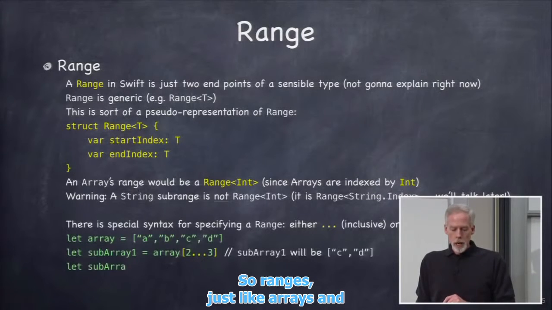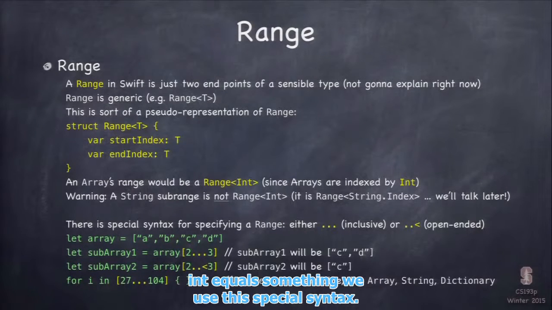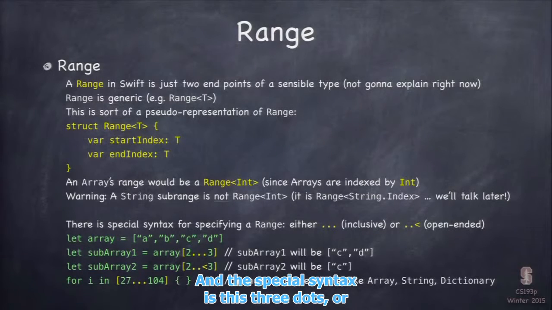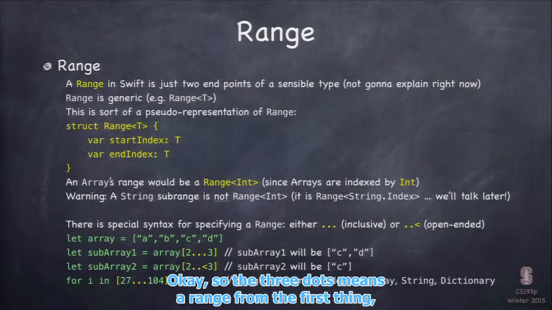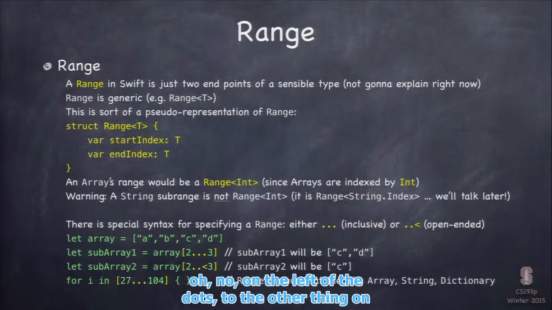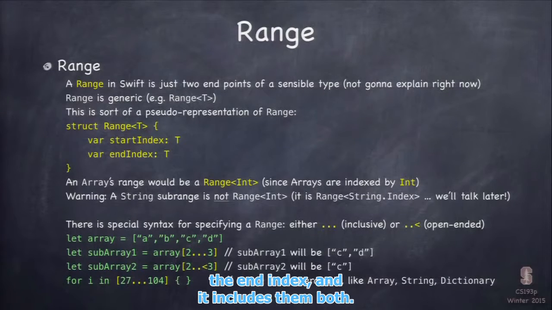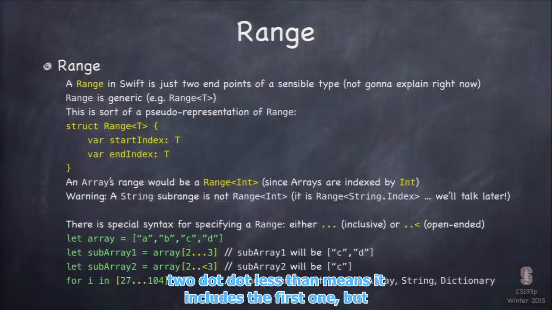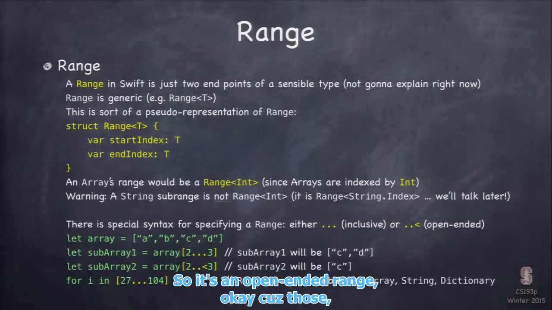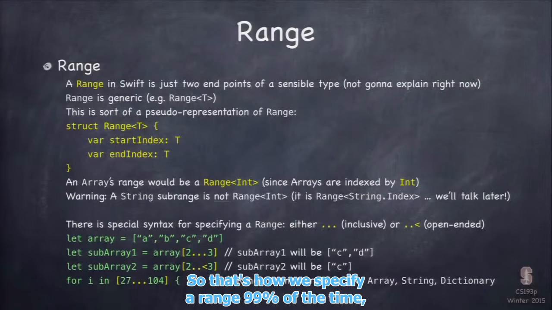Ranges, just like arrays and dictionaries, we don't usually say range angle bracket int equals something. We use this special syntax, which is 3 dots or 2 dots and a less than sign. The 3 dots means a range from the first thing on the left of the dots to the other thing on the right of the dots. That's the start index and the end index, and it includes both the start and end. Whereas the other one, 2 dots and a less than, means it includes the first one, but it does not include the second one. So it's an open-ended range. Both of those kinds of ranges are common. So that's how we specify a range.